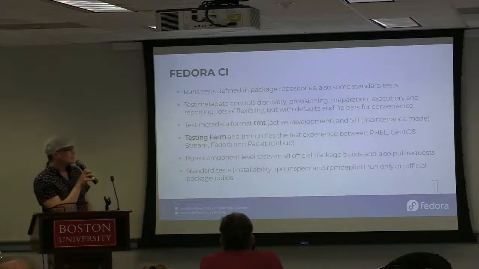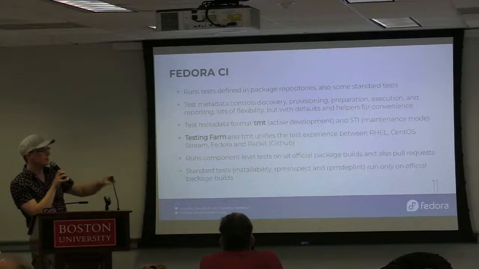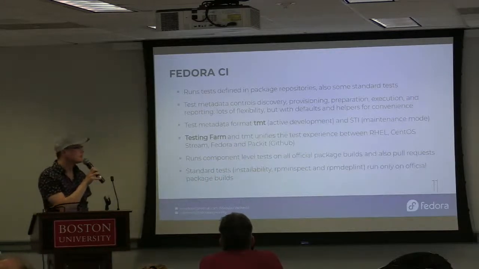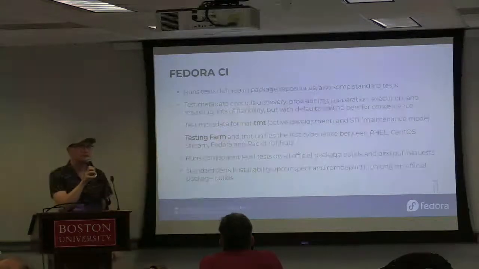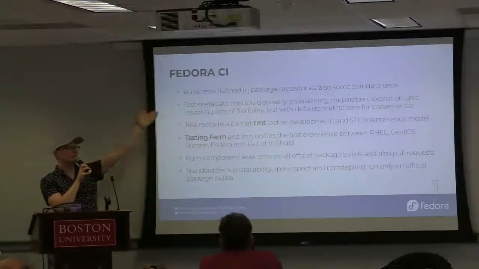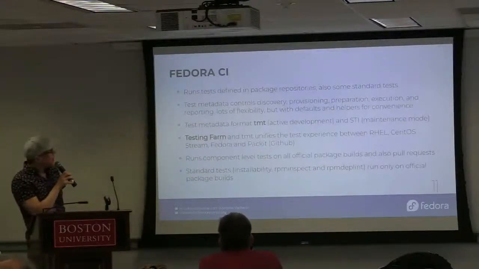So yeah, TMT is the current shiny for how you specify all of this. And I'm not going to explain that because it would take forever, but you can look it up in the source data. STI is an old thing, and the takeaway here for Fedora people is TMT is the new shiny, STI is old, do not write new things in STI.